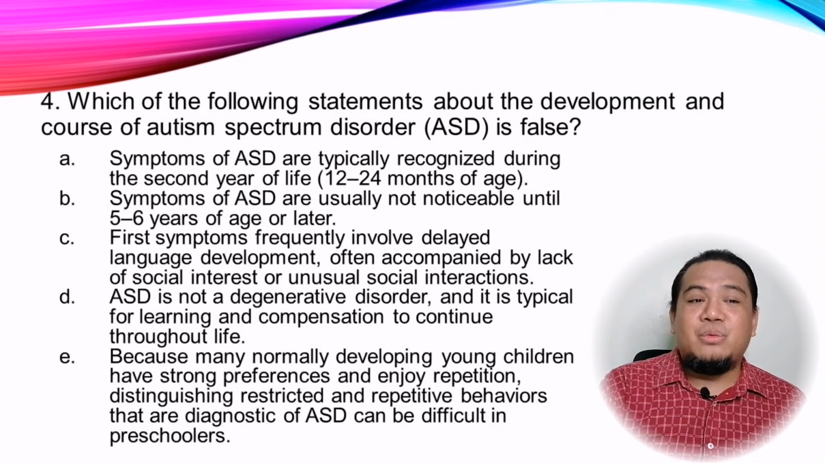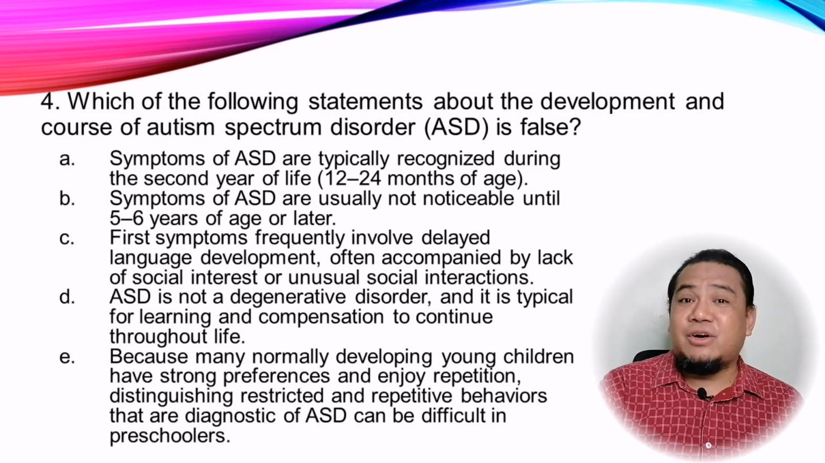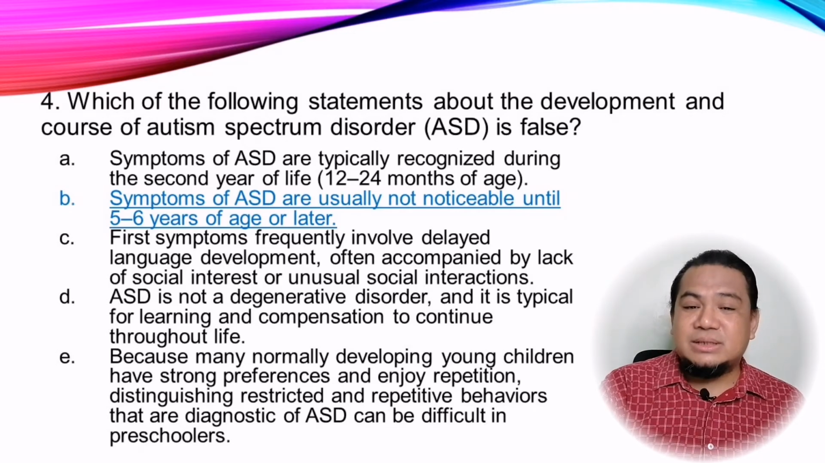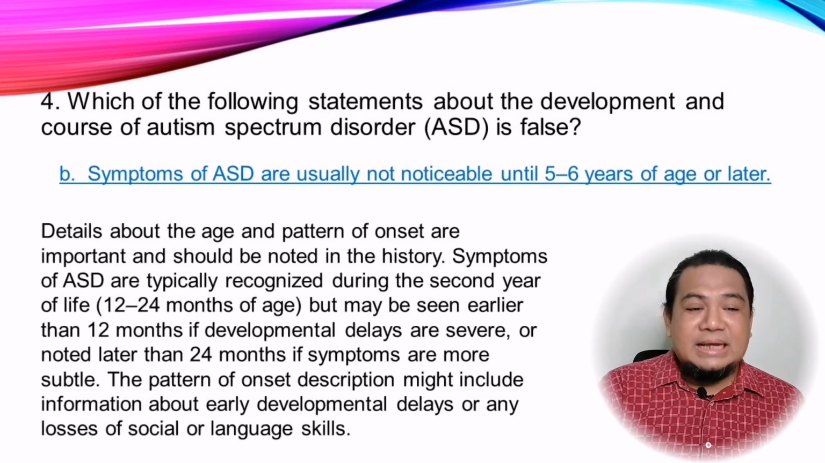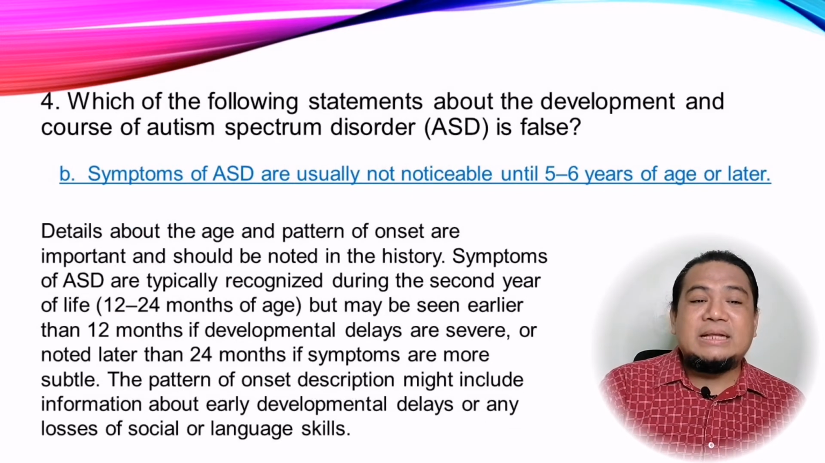Number 4, which of the following statements about development and course of autism spectrum disorder or ASD is false? And the answer is letter B. Symptoms of ASD are usually not noticeable until 5 to 6 years of age or later. Details about the age and pattern of onset are important and should be noted in the history.